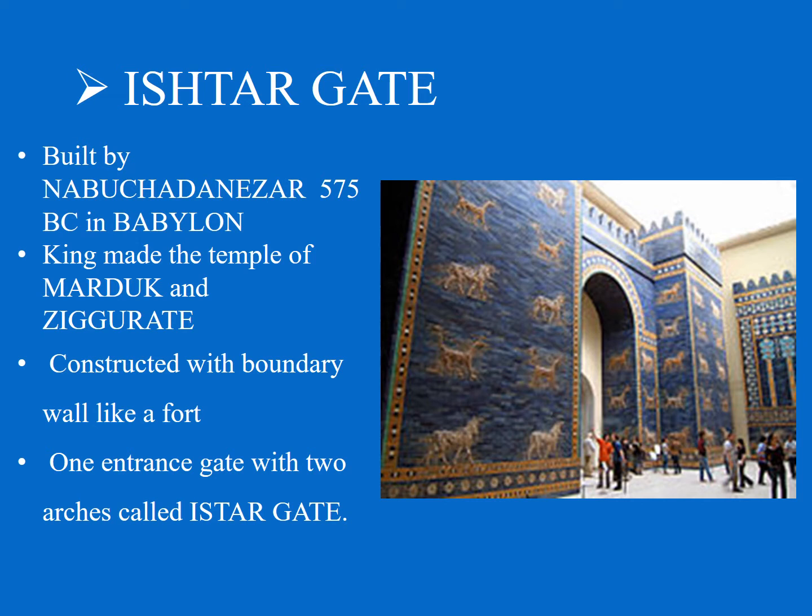Ishtar Gate. The Ishtar Gate was originally built by Nebuchadnezzar in about 575 BC in Babylon. The king made the temple of Marduk and the ziggurat on top of the buildings. It was covered with a boundary wall and this wall was like a fort. To enter the palace, there was one gate with two arches called Ishtar Gate.